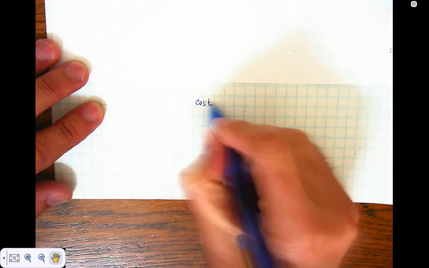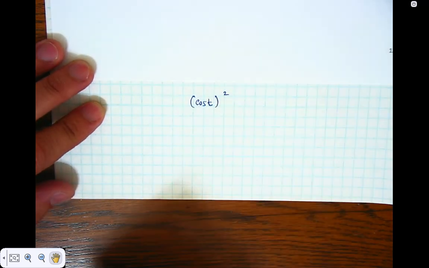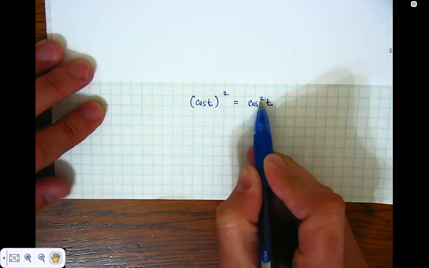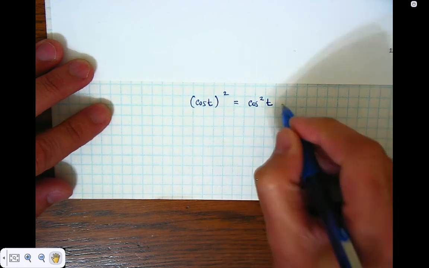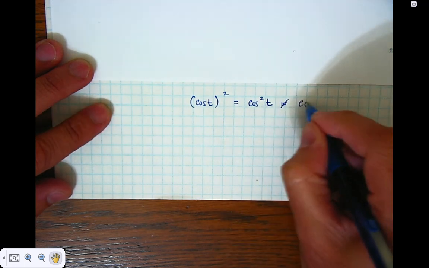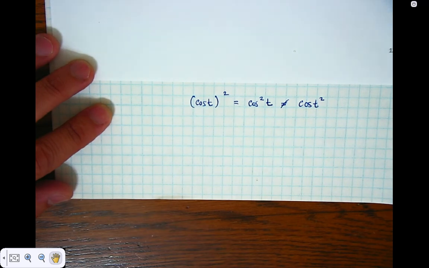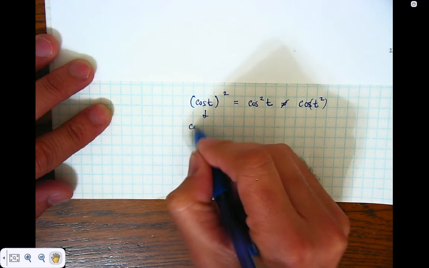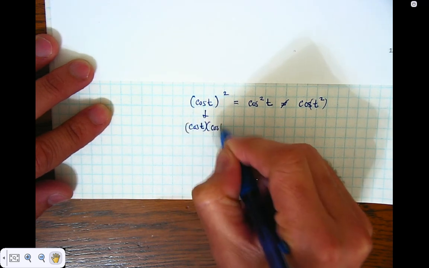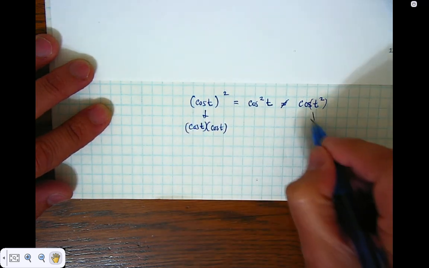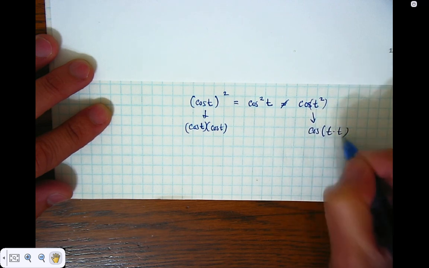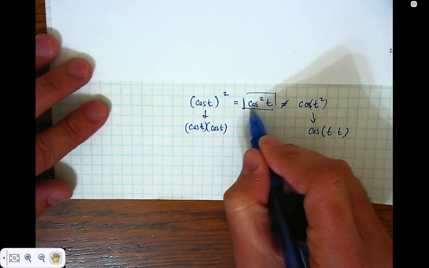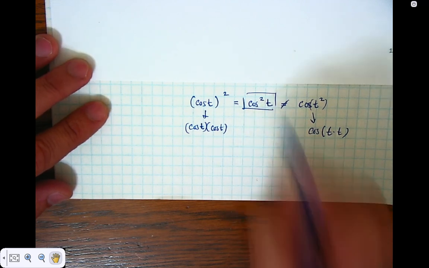Cosine of t squared is the same as cosine squared t. That squared goes on the trig function, right? It is not the same as cosine of t squared, because this now is your argument, and that's not what you're saying. This means cosine of t times cosine of t. This guy is saying cosine of t times t. Those are very different. Okay, so make sure you understand when you have a trig function that's squared, it goes on the trig function, not on the argument.